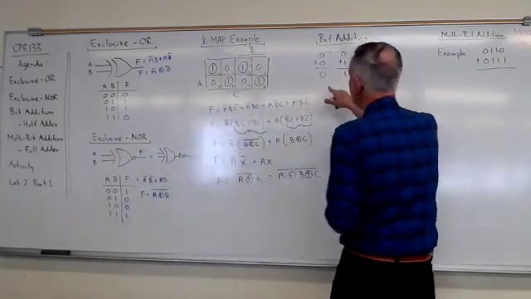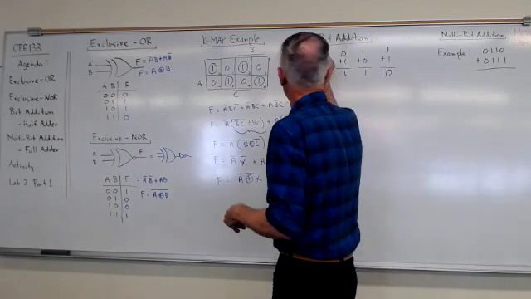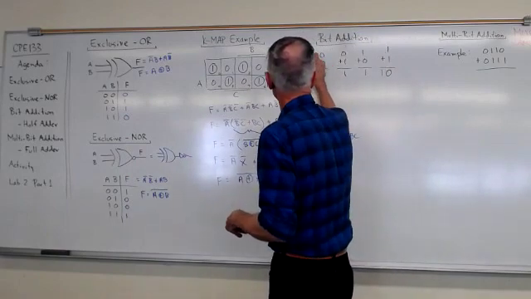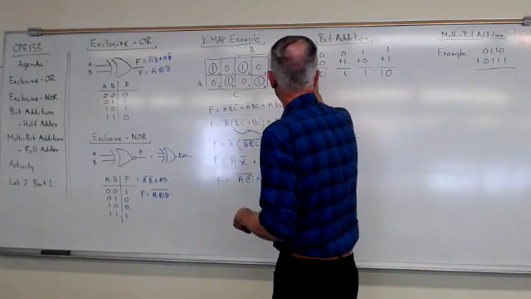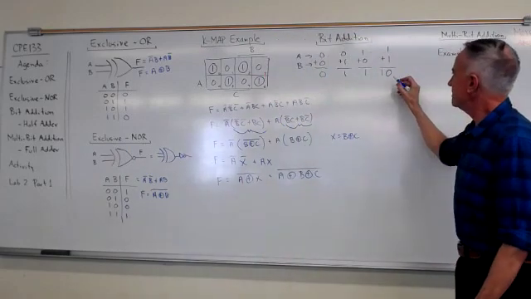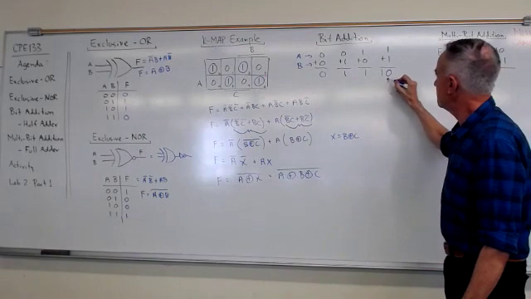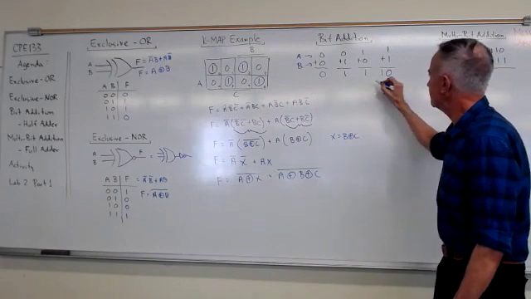Okay, so in order to put this into a truth table, I'm gonna label the top row bit A and this row bit B. And then in the result, I'm gonna label this bit F.